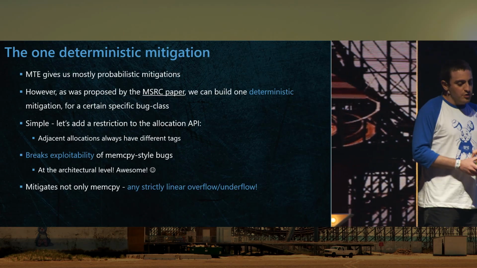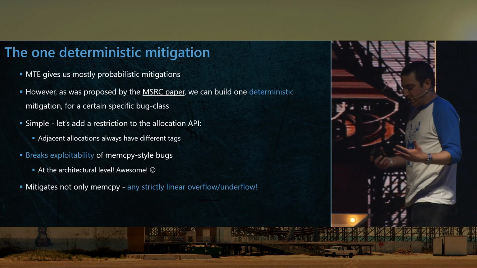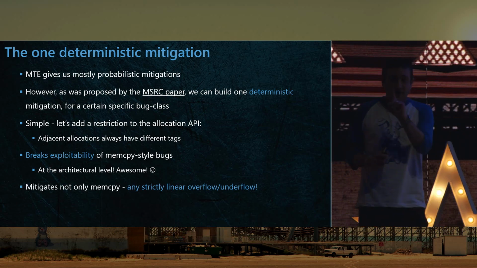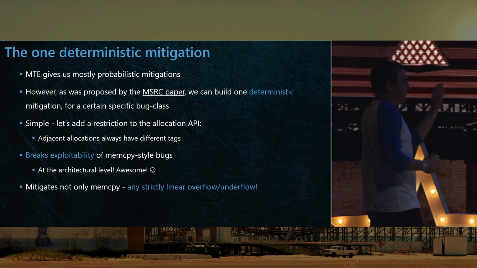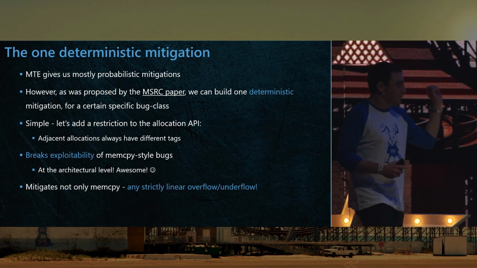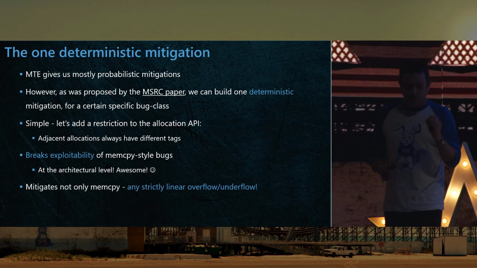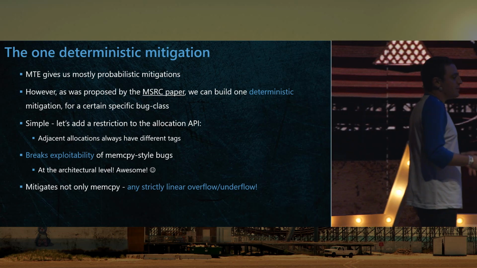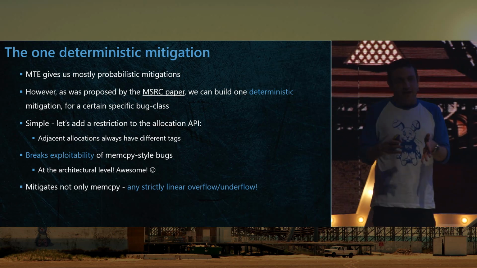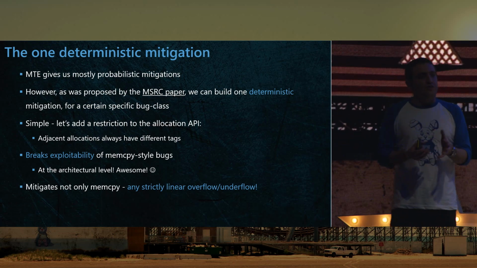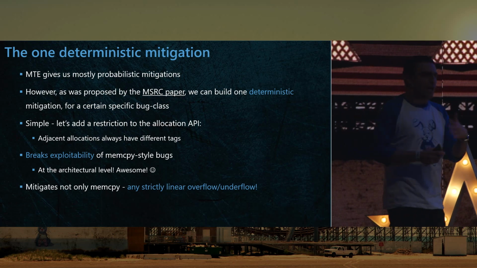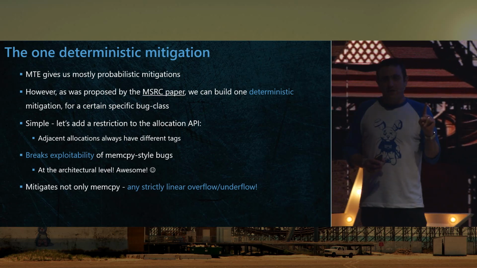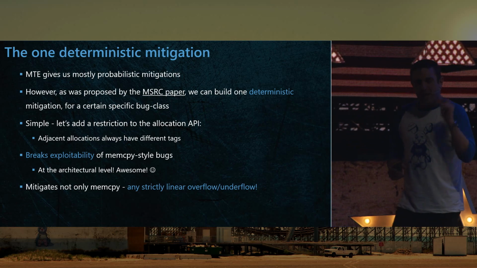Okay, now, it's true. MTE mostly gives us probabilistic mitigation, but we still believe that we can get one deterministic mitigation, a very specific one, out of MTE, and this is for a very specific bug class. This is for strictly linear overflows or underflows. And this cannot get any simpler. We just go to the allocation API, and we modify it such that it will assign random tags for all of the allocations that it generates, with one minor restriction, that adjacent allocations always have different tags.